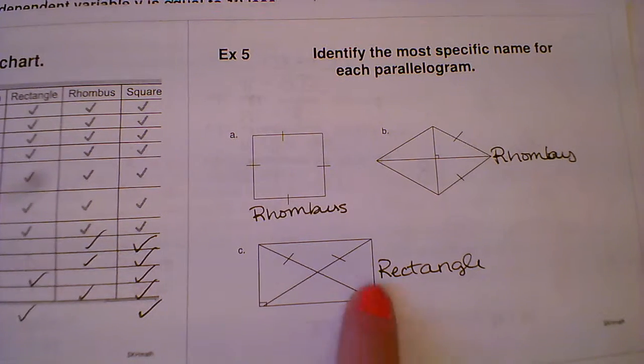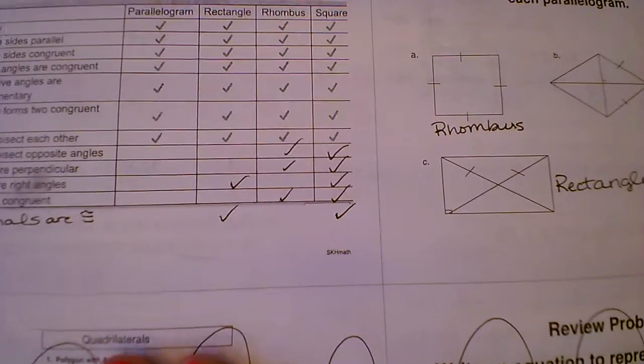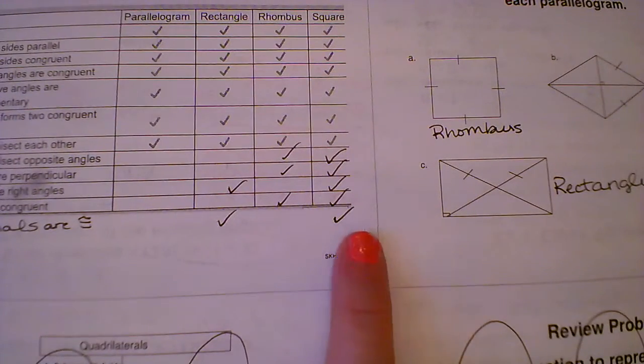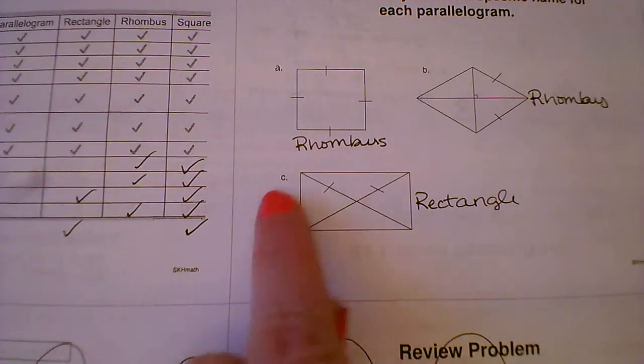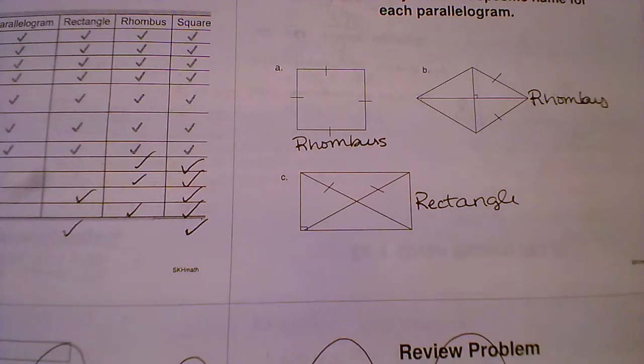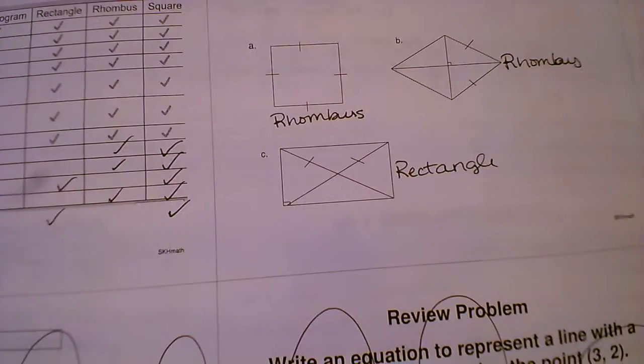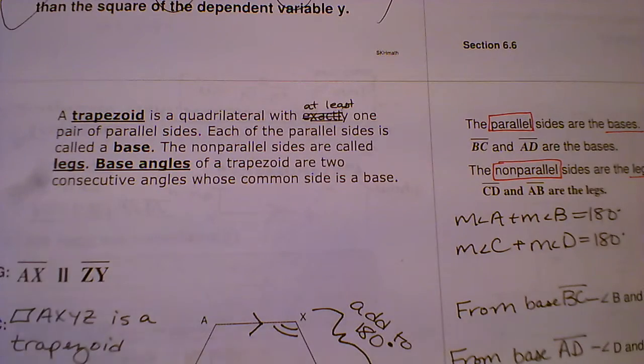Now here we know that the diagonals are congruent. That's either a rectangle property or a square property. Because we don't know that the sides are all congruent, we have to conclude that it's just a rectangle. All right, moving on to trapezoids.